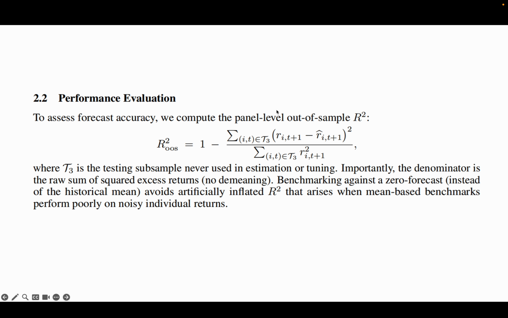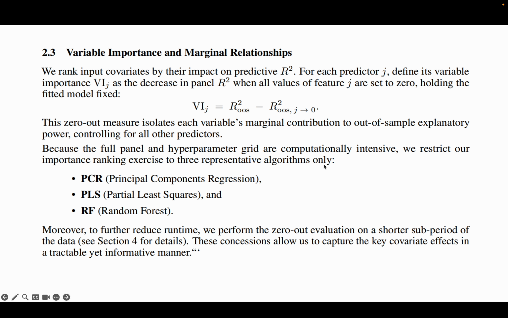The out-of-sample R-square has a formulation like this, which can assess the forecast accuracy. We also replicated the ranking of variable importance. We rank input covariates by their impact on predictive R-square. For each predictor j, we define its variable importance VI_j as the decrease in panel R-square when all values of feature j are set to 0, holding the fitted model fixed. We call this method the zero-out measure.